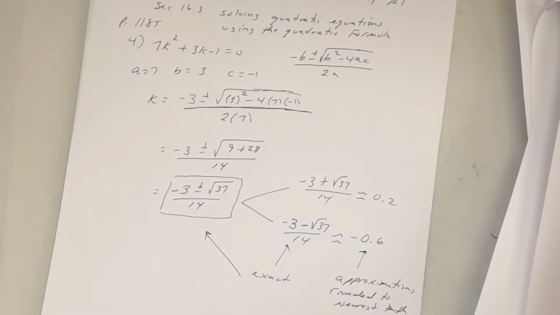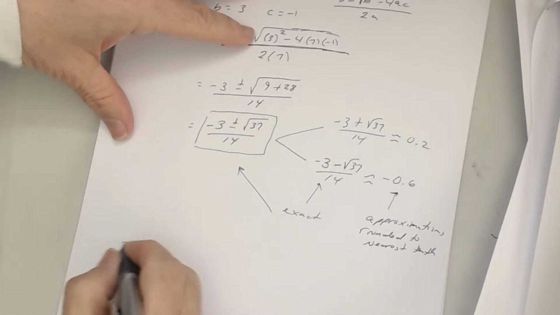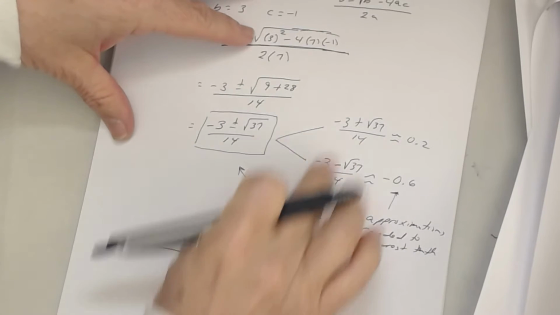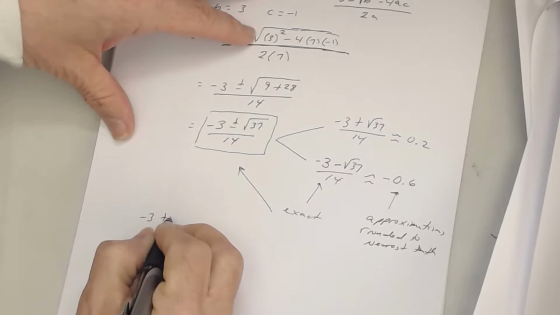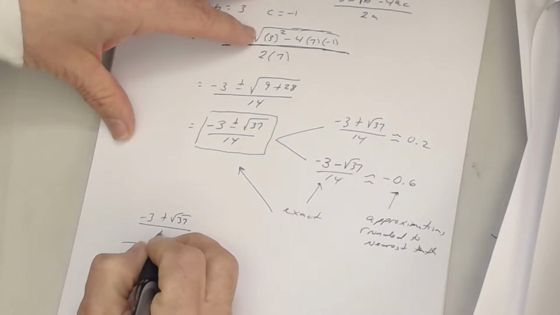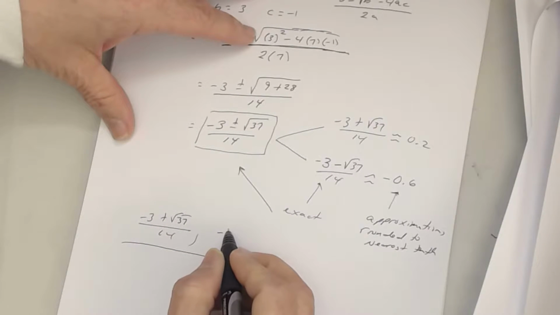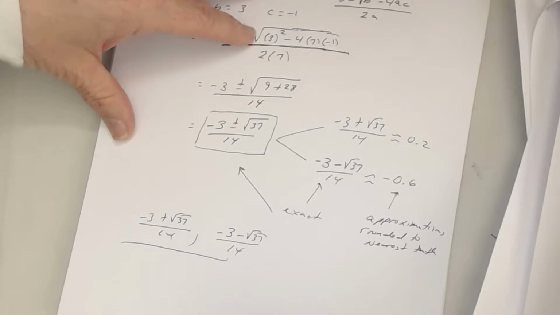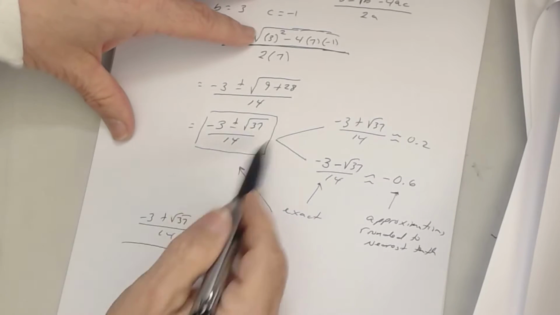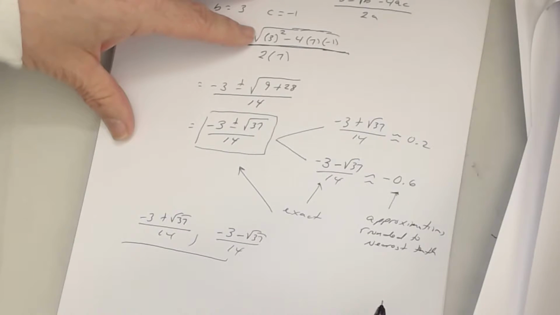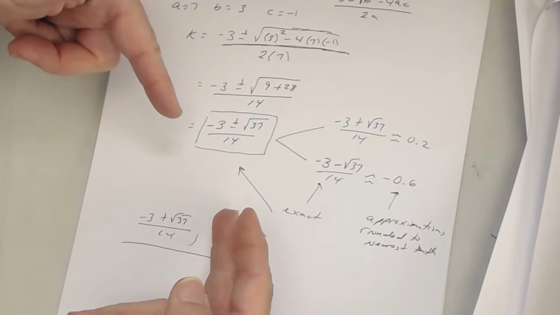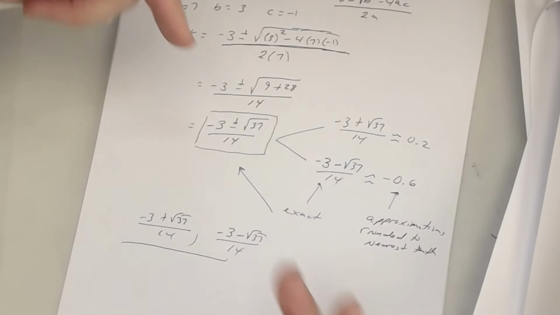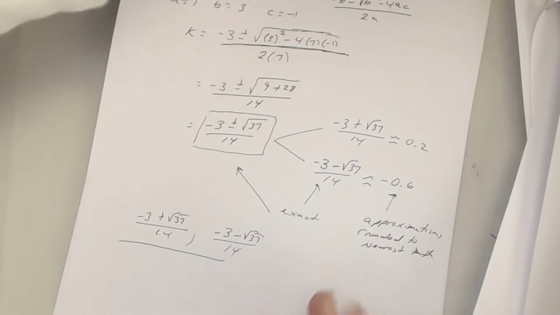All right. Now, on MyMathLab, you're going to have to separate them. You have to write the answer like this. You're going to write negative 3 plus the square root of 37, all divided by 14, and what's the other? Negative 3 minus the square root of 37, all over 14. On the test, you can leave it in that box form right here. But know there are how many solutions here? 2. Okay, there are 2 solutions. All right, so that's number 4.